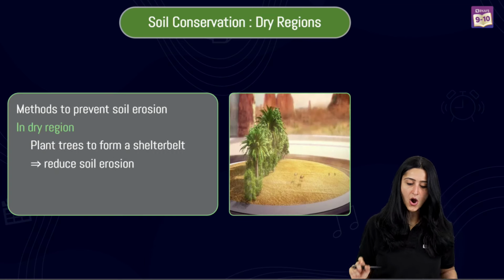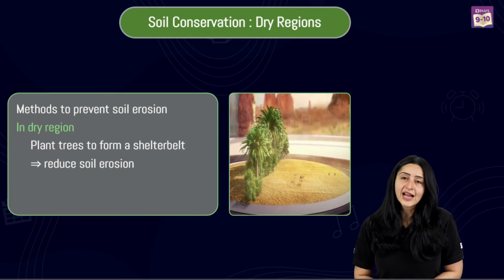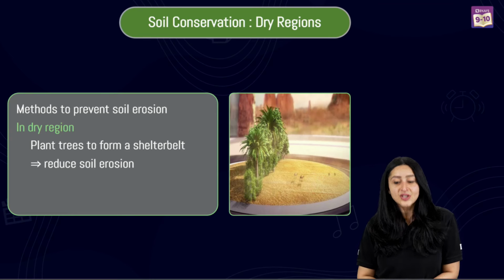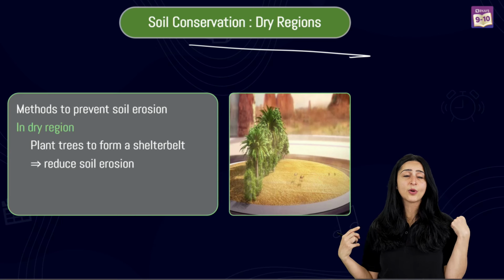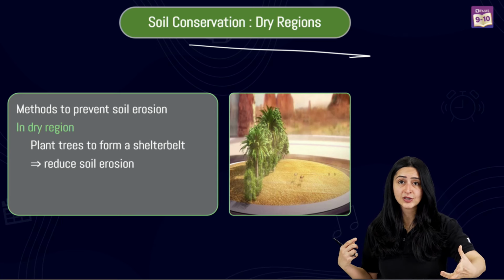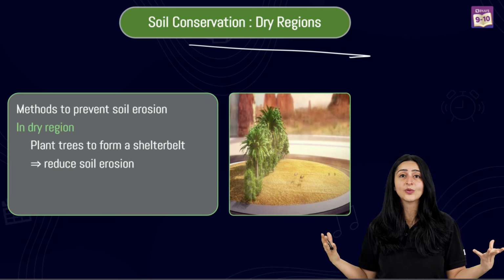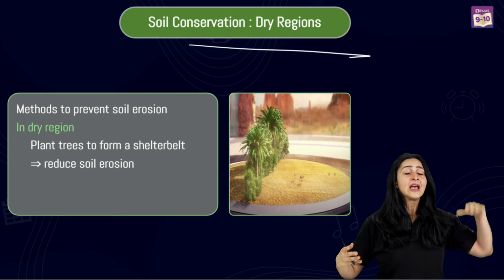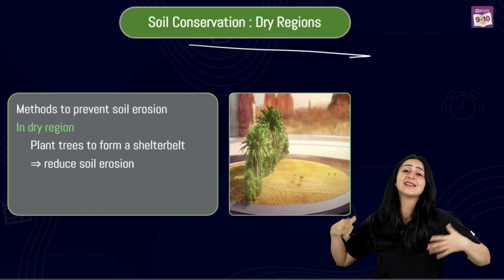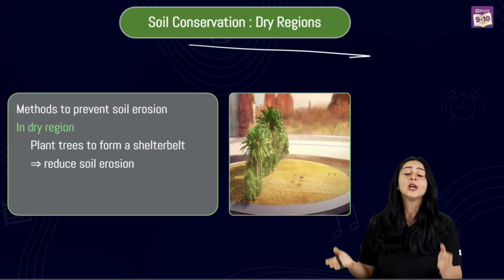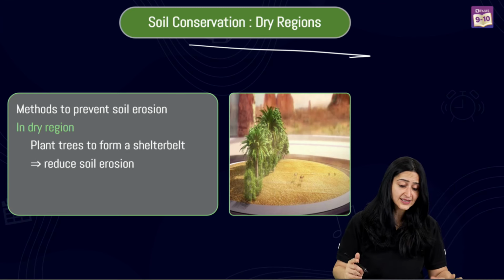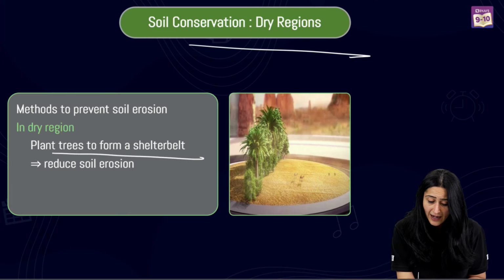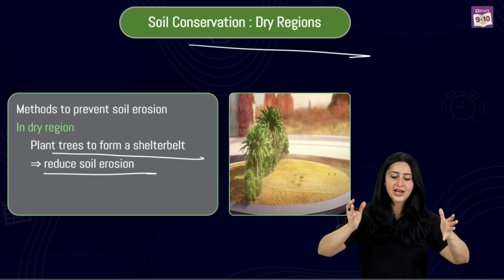Then we move on to the last kind of terrain, which is soil conservation in dry regions. Now, dry regions or arid regions, we're talking about places like deserts, for example. Over there, we know that there is not much vegetation. The wind is moving at a really fast speed. There's nothing to hold that soil back. So, what can we do in dry or desert areas? We try and plant trees to form a shelter belt.